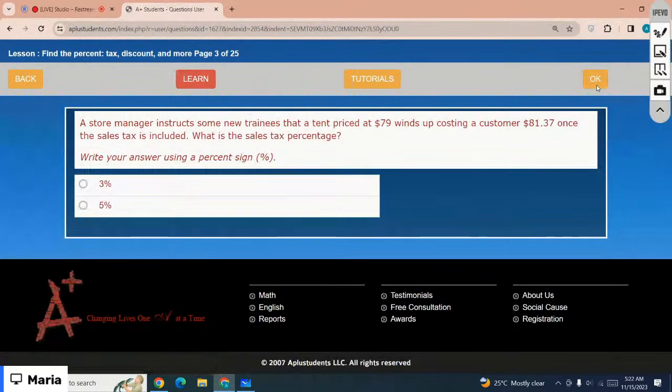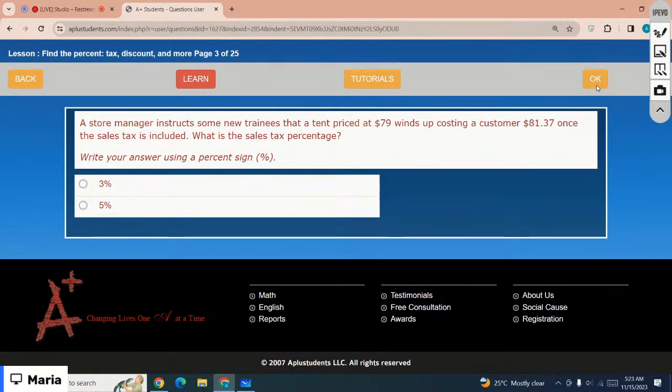Okay, a store manager instructs some new trainees that a tent priced at $79 winds up costing a customer $81.37 once the sales tax is included. What is the sales tax percentage? You have to calculate the percentage of the sales tax. The original price is $79, right? But including the tax, it is $81.37.